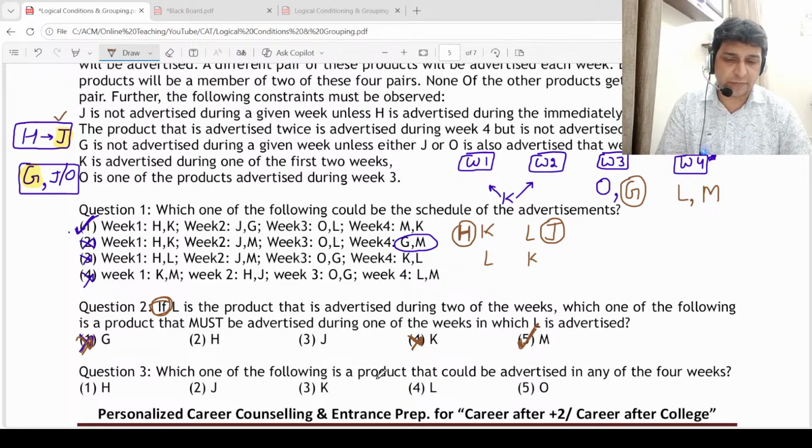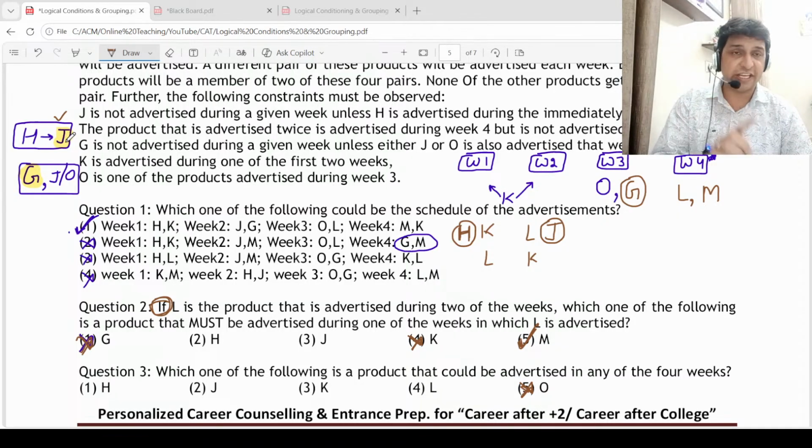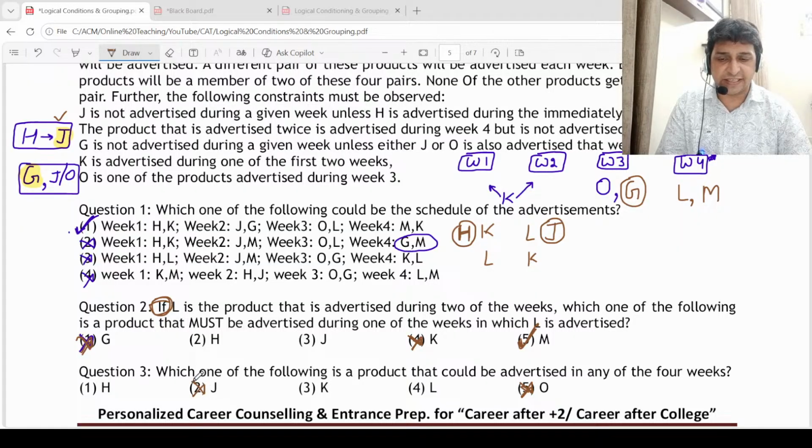Question 3. Which one of the following is a product that could be advertised in any of the 4 weeks? Now, which one of them can be advertised in any of the 4 weeks? That means, first of all, O is not possible because O is fixed in third, and the one which has to be repeated is in week number 4. Now, we don't have any condition given to us. Now, J has to be after H. So, J cannot be because every time J comes, it needs H.